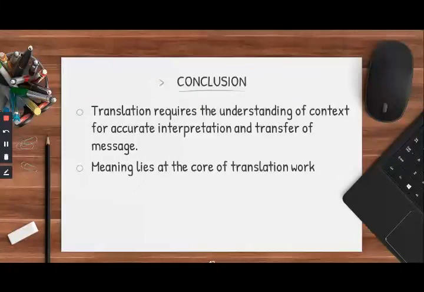So the conclusion is twofold. The first one is translation requires the understanding of context for accurate interpretation and transfer of message. Jadi pastikan kita memahami konteks dalam komunikasi untuk menginterpretasikan dan menerjemahkan pesan atau makna. Number 2, meaning lies at the core of translation work. Yang selalu kita perhatikan dalam translation adalah meaning.